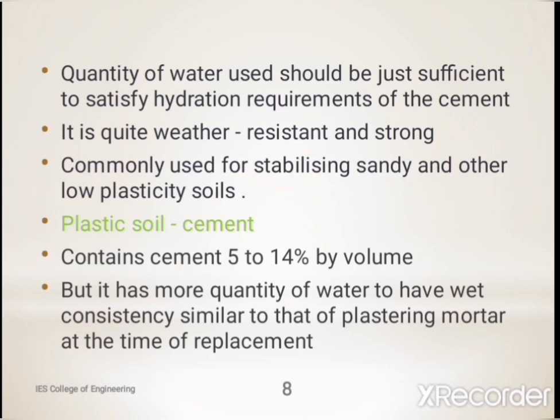Normal soil cement is quite weather resistant and strong. It is commonly used for stabilizing sandy and other low plasticity soils. The second type of soil cement is plastic soil cement. It also contains cement of 5 to 14% by volume. But the difference is that it has more quantity of water to have wet consistency similar to that of plastering mortar at the time of placement.